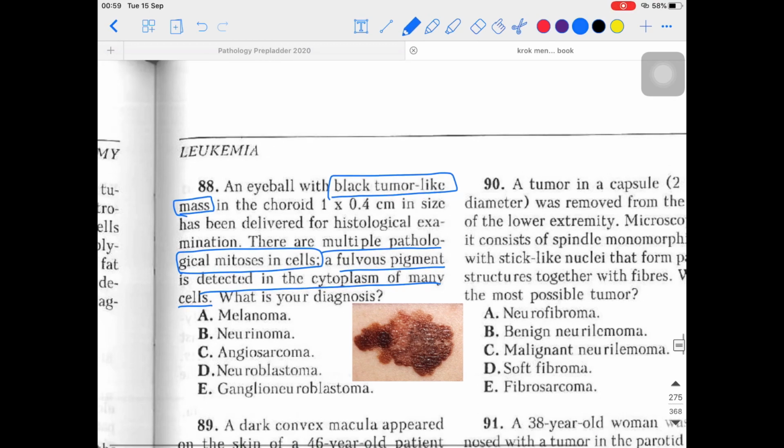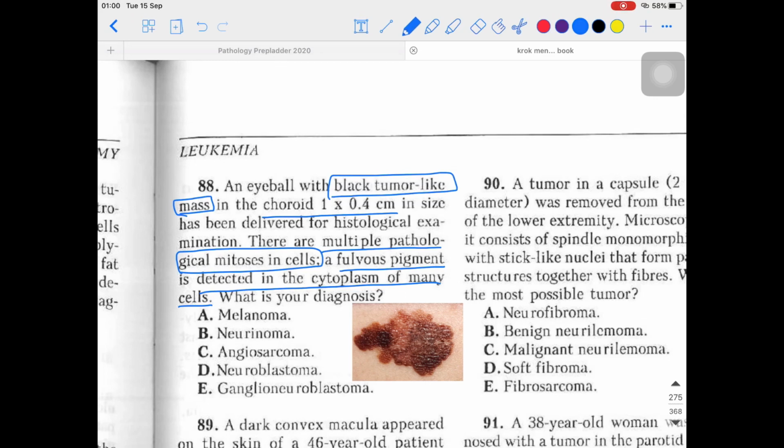The choroid is present in the eyeball and it is part of the uvea. This thing you will be studying in your ophthalmology, uvea. Let me talk about it very briefly. The uvea contains three things: the choroid, the ciliary body and the iris. One of the components is the choroid, and the uvea is a highly vascular structure, which means it will have a bloody red color. So for the choroid they are talking about 1 into 0.4 centimeter in size, delivered for histological examination.